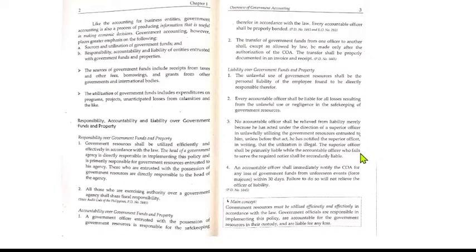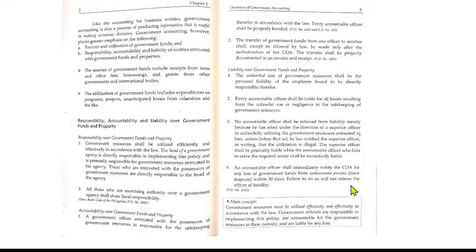The superior officer shall be primarily liable, while the accountable officer who fails to serve the required notice shall be secondarily liable. So ini-indicate lang niya yung liabilities, 'di ba? So although meron kang superior, meron ka pa ring secondary liability kasi nga hindi mo na-report properly yung illegal utilization of the funds or disposal of properties. An accountable officer shall immediately notify the Commission on Audit for any loss of government funds from unforeseen events within 30 days. Failure to do so will not relieve the officer of liability.